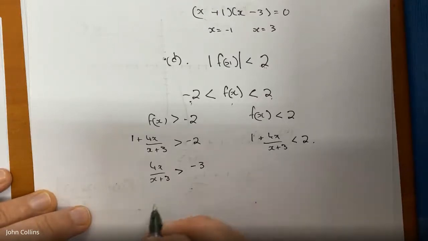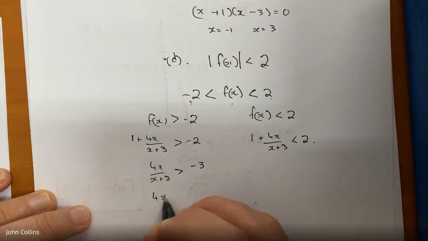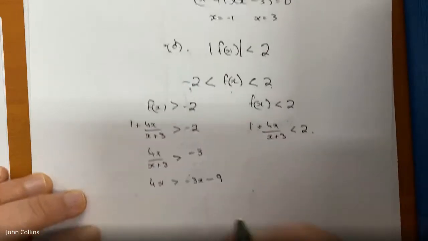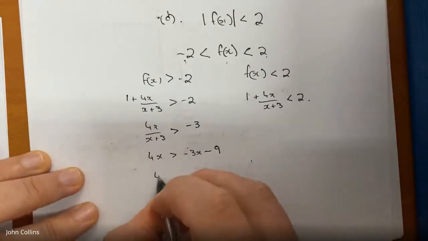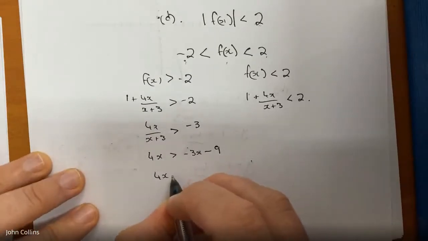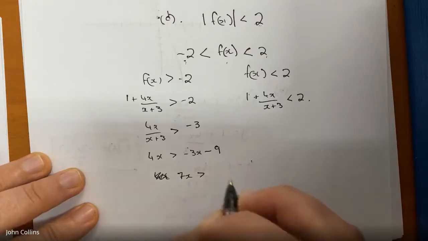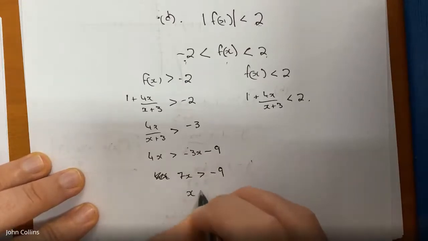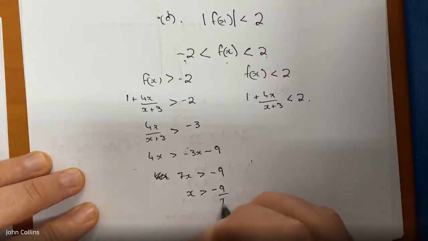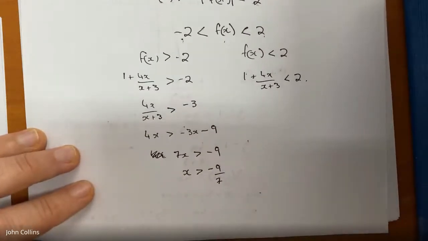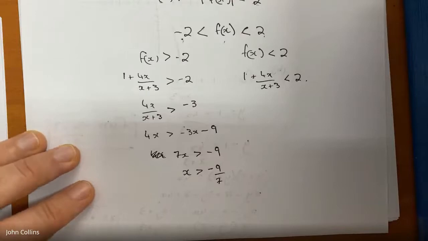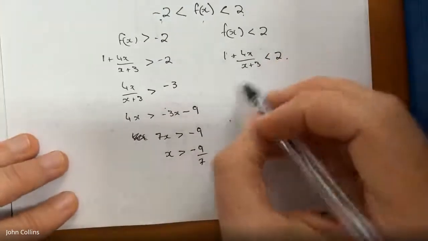And then I can multiply both sides by x plus 3. That'll be -3x minus 9. And then 4x, and then plus the 3x, so that's going to be 7x, is greater than -9. So that means when x is greater than -9 over 7, the function will be between those two values.